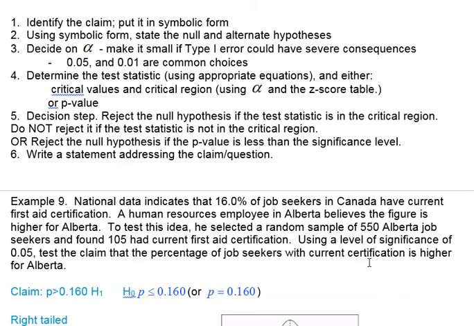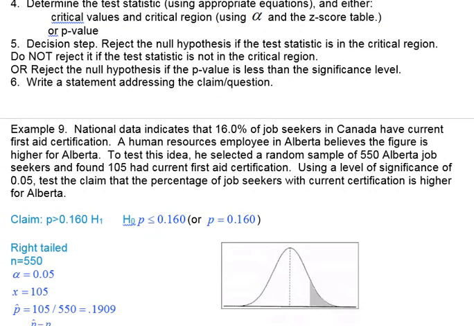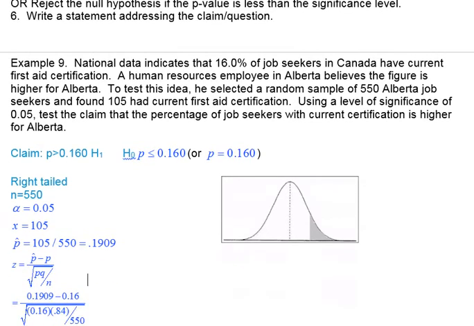Remember to identify everything you can in the question. So we've got our proportion, and we need n, which is 550. The proportion of our sample is going to have to be calculated, right? So we have the 105 divided by our 550, and alpha is given in the question. So we can use those values to calculate our z-score.